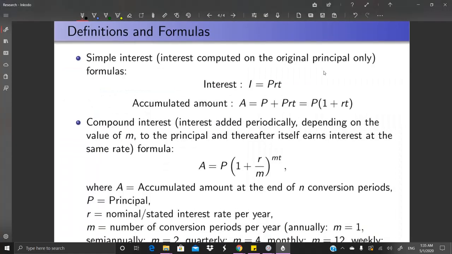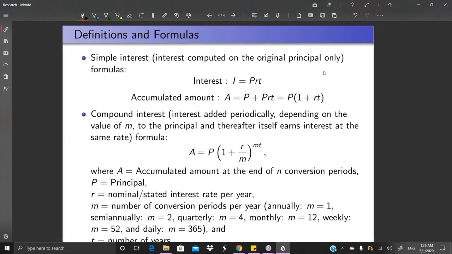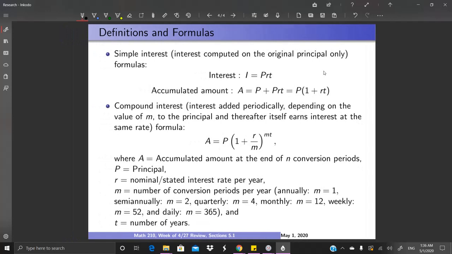Alright, so we'll start with some definitions, formulas as usual, and then we'll do some examples. This whole section is about simple interest versus compound interest and knowing the difference, knowing which formulas to use, and so on. Simple interest only depends on the original principal, which is given by this capital P.